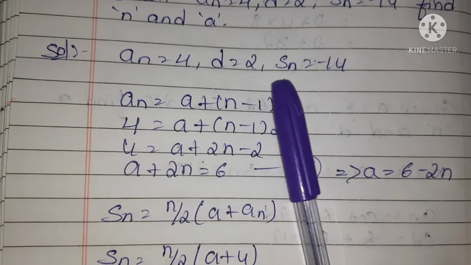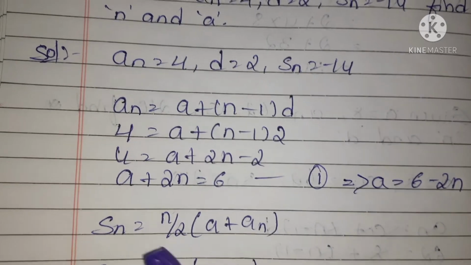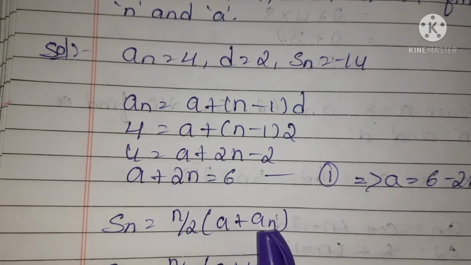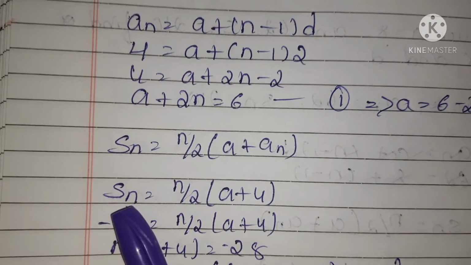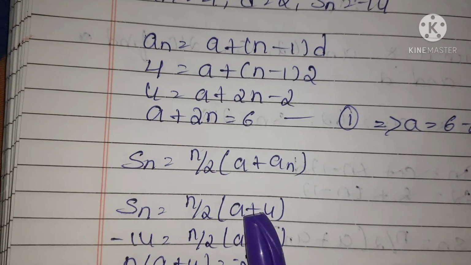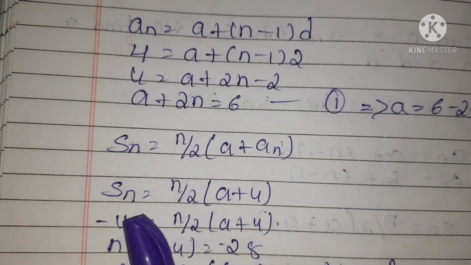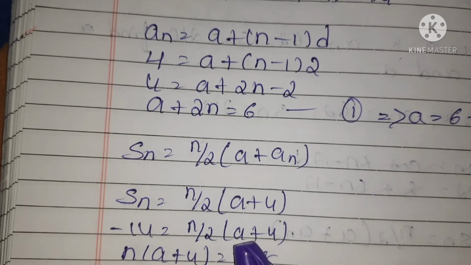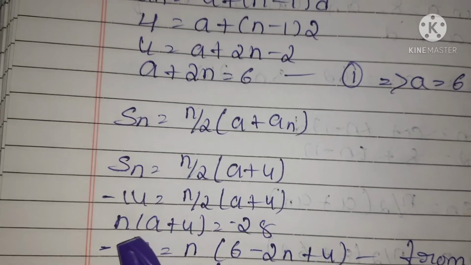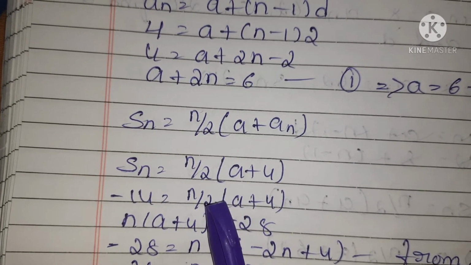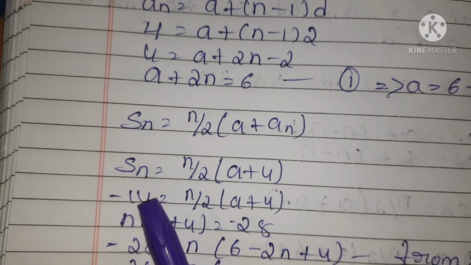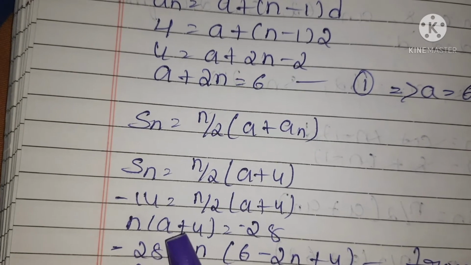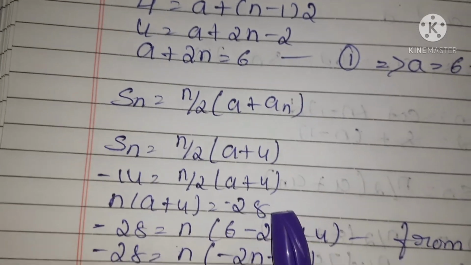Now in this SN also they have given. Take the SN formula. SN is equal to N by 2 into A plus AN. AN means last term. SN is equal to N by 2 into A plus AN value is 4. SN value is minus 14. Minus 14 is equal to N by 2 into A plus 4. Here this 2 is dividing, it will go to this side and be multiplied. Now 14 into 2 is 28. N into A plus 4 is equal to minus 28.